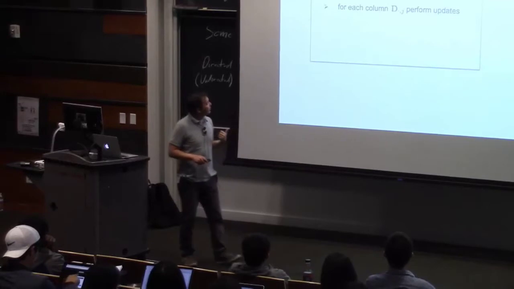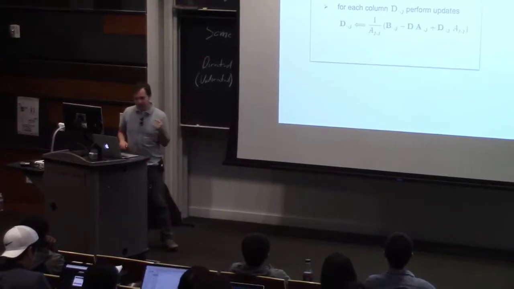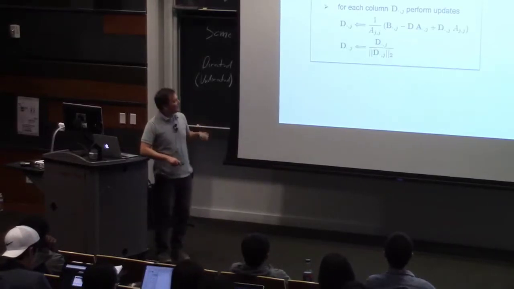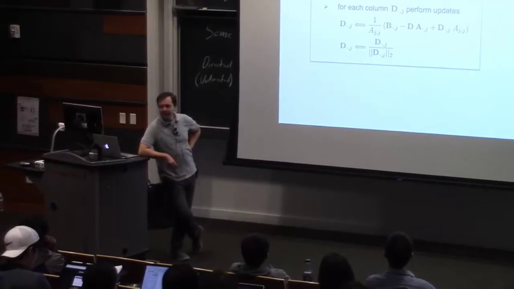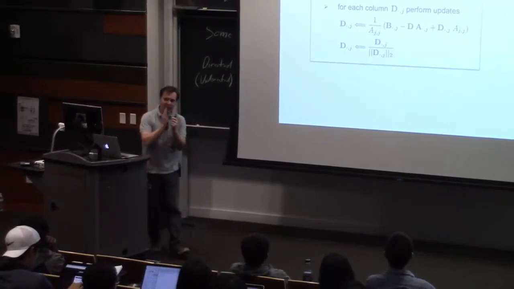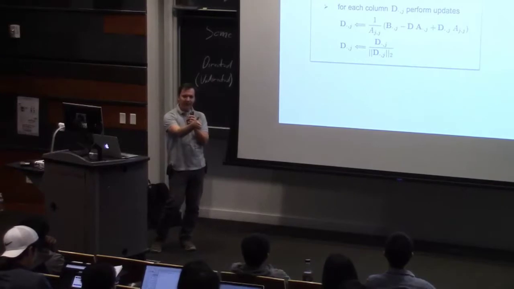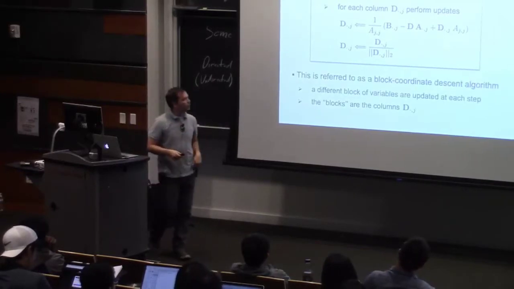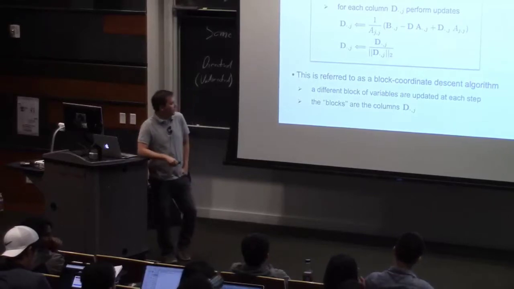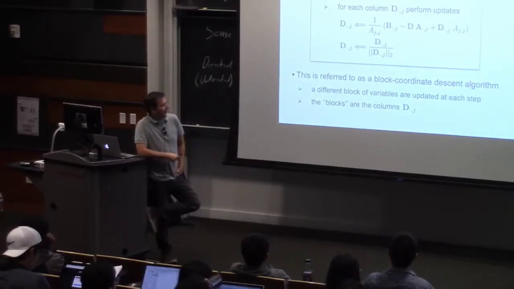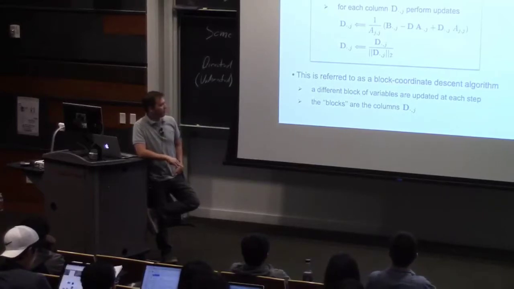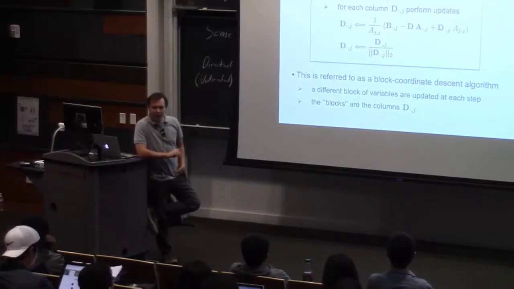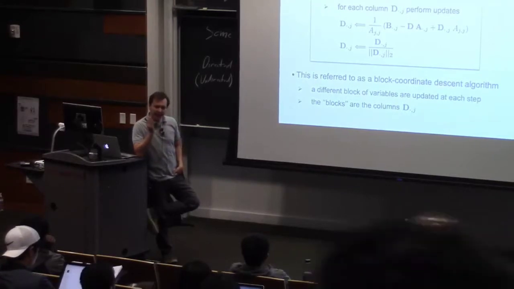While D has not converged, for each column of D, you perform the updates, and then you renormalize. Okay? So you pick the direction, you optimize for the columns of D, you renormalize. And this is referred to as a block coordinate descent algorithm. It's an instance of coordinate descent because you're updating different blocks of variables at every single step. And the blocks here are the columns of D. And you can update them optimally in each direction, right?